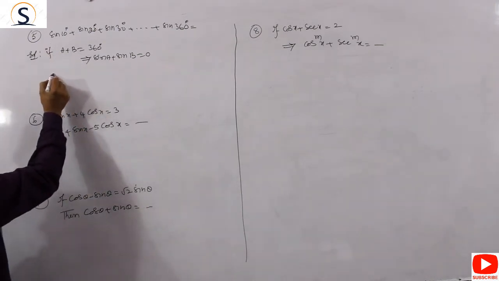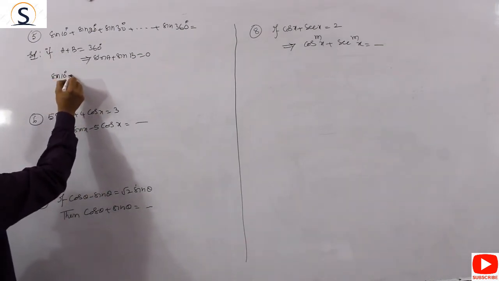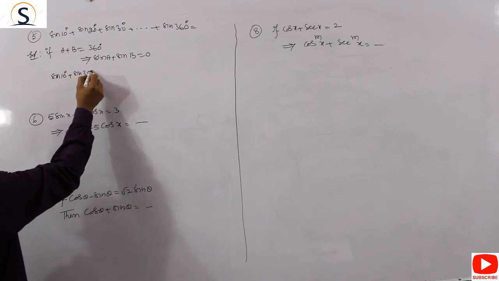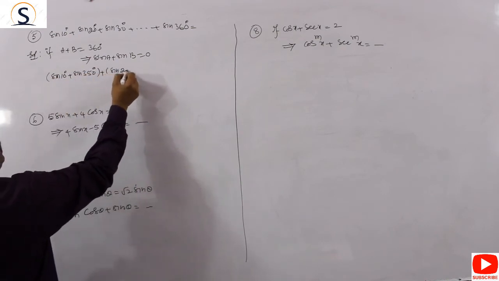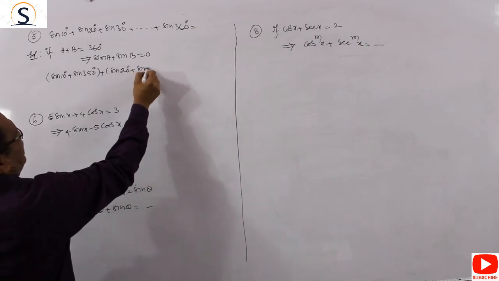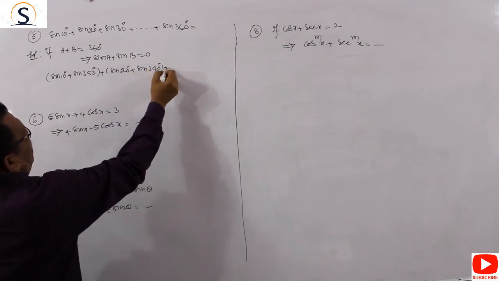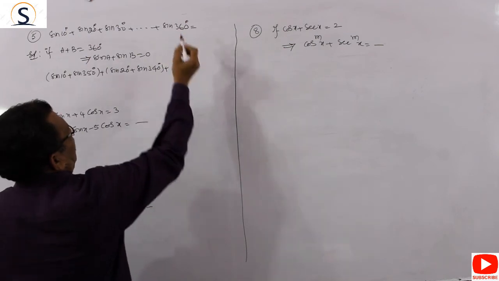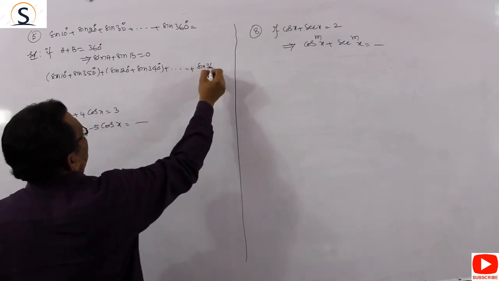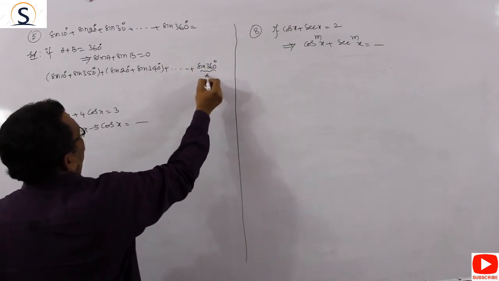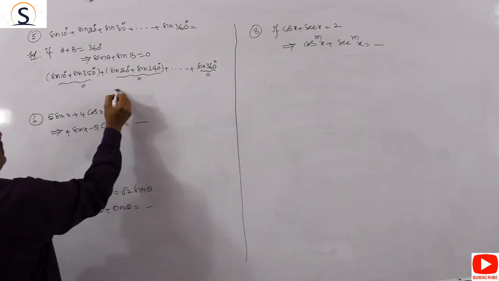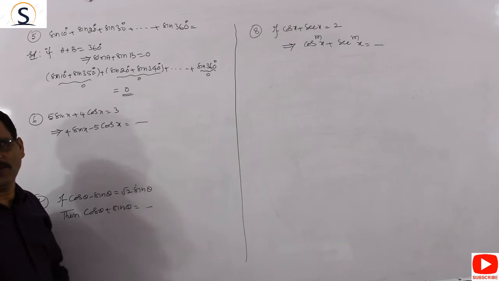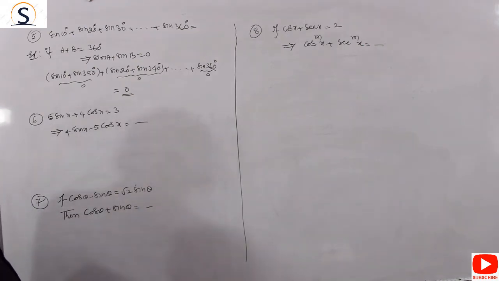Therefore, sin 10 plus sin 350 degrees, this is 1, plus sin 20 degrees plus sin 340 degrees, and so on, and the last, sin 360 degrees, this is 0, and this is also 0. Therefore, the series total is 0. This is the result. Okay.